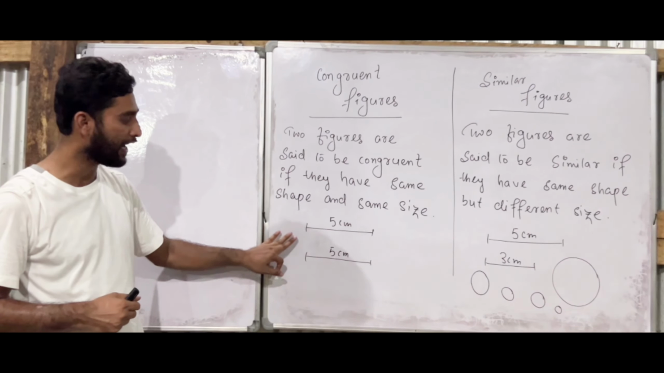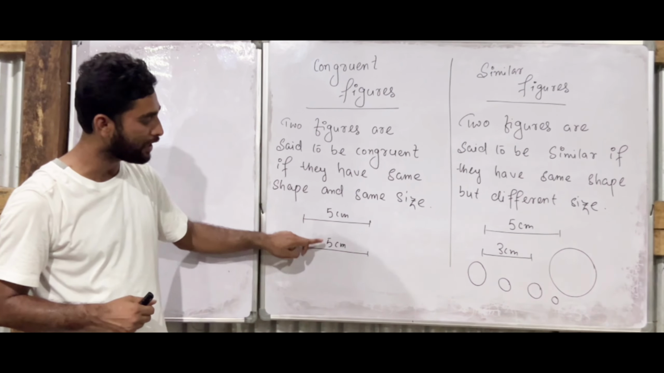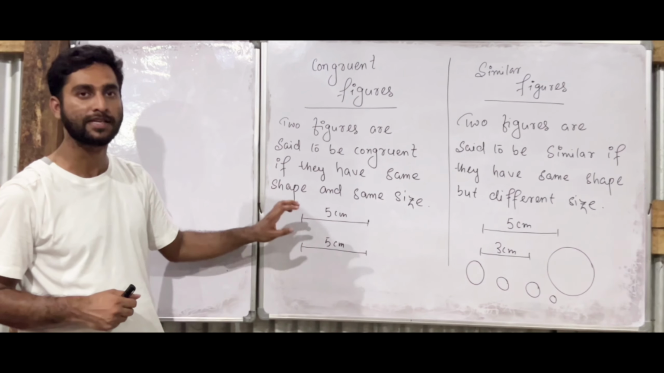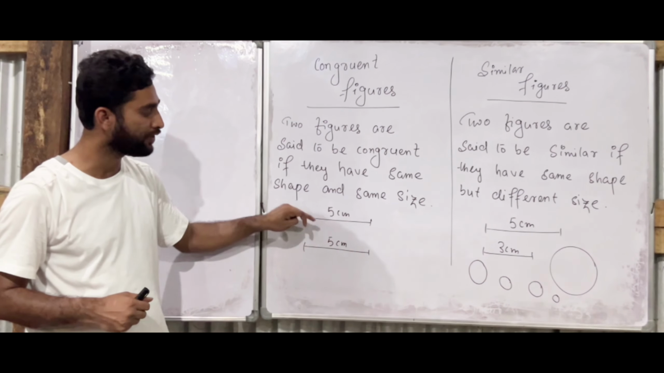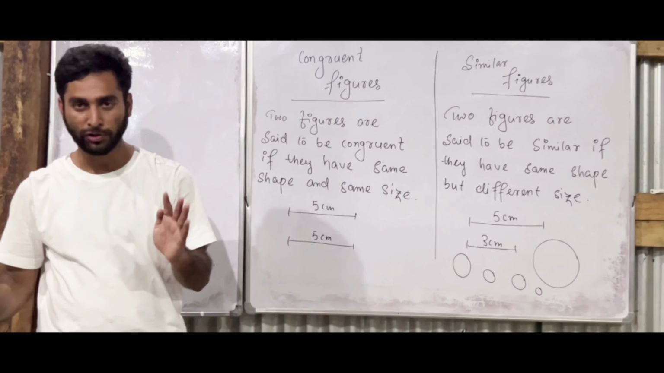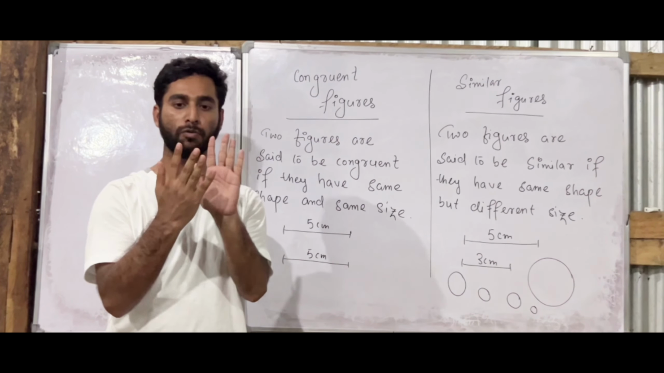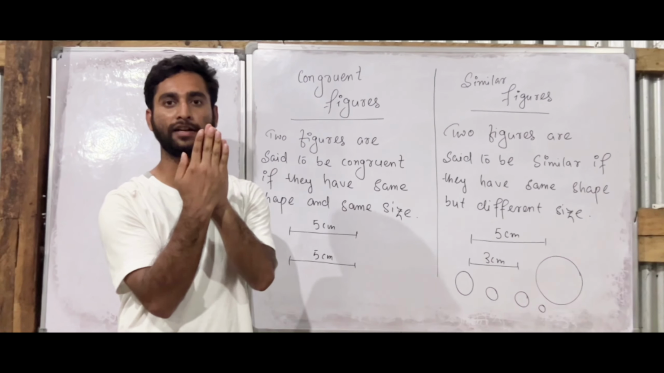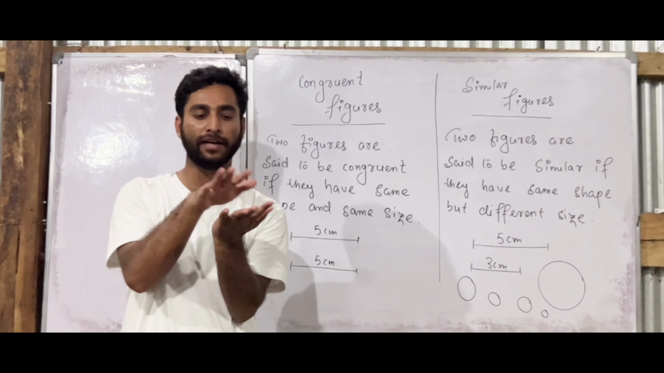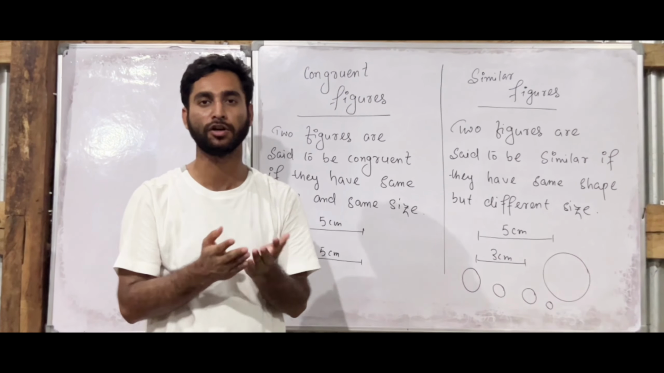Now you see here I have drawn two line segments. Their measurement is 5 cm, and here also 5 cm. They have the same shape as well as the same size. So these kinds of figures are called congruent figures. Or, let's suppose, both our hands are also an example of congruent figures. If I place one hand above the other, you will find that one hand completely covers the other hand, completely superimposing it.